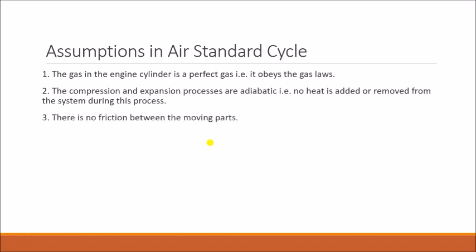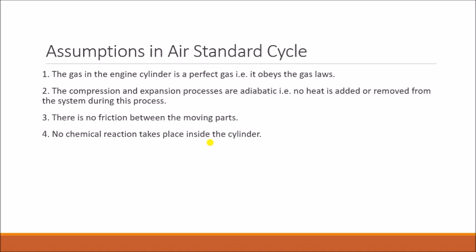Next, there is no friction between the moving parts. For example, if you consider a piston and cylinder arrangement, the inside wall of the cylinder and the piston. When the piston is moving inside that cylinder, there will be some friction. So in this assumption, for this air standard cycle, it is assumed that there is no friction between the moving parts. Also, no chemical reaction takes place inside the cylinder.